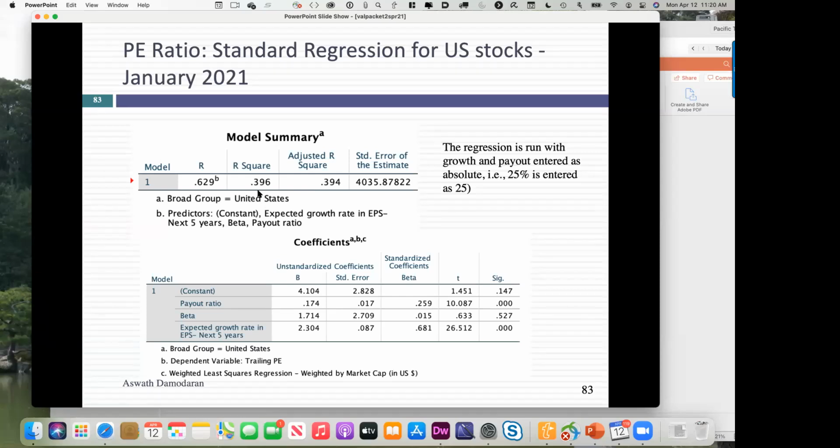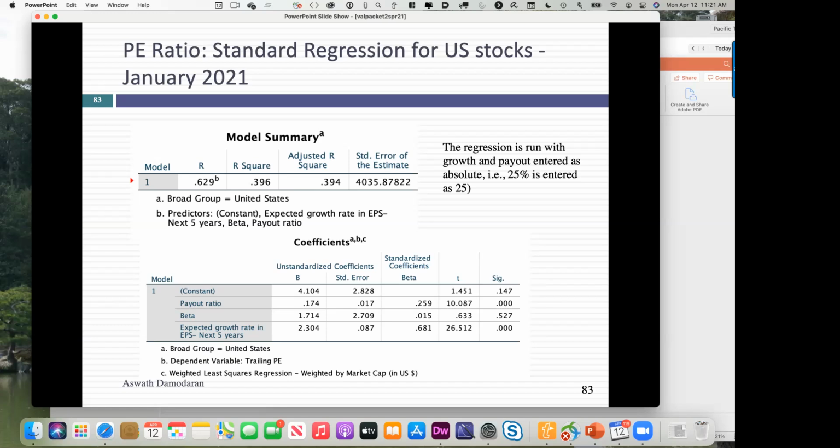Let's start with the decent news. Not great news, but decent news. The R squared is 40%. That's pretty good when you're trying to explain PE ratios across all US companies. If you look at the coefficients, at least for payout and growth they make sense. Higher payout and higher growth companies have higher PE ratios, which you should expect. But the coefficient on beta is a little puzzling. Usually a higher risk company should have lower PE ratios, but here you see a positive coefficient. In other words, higher beta companies seem to have higher PE ratios.